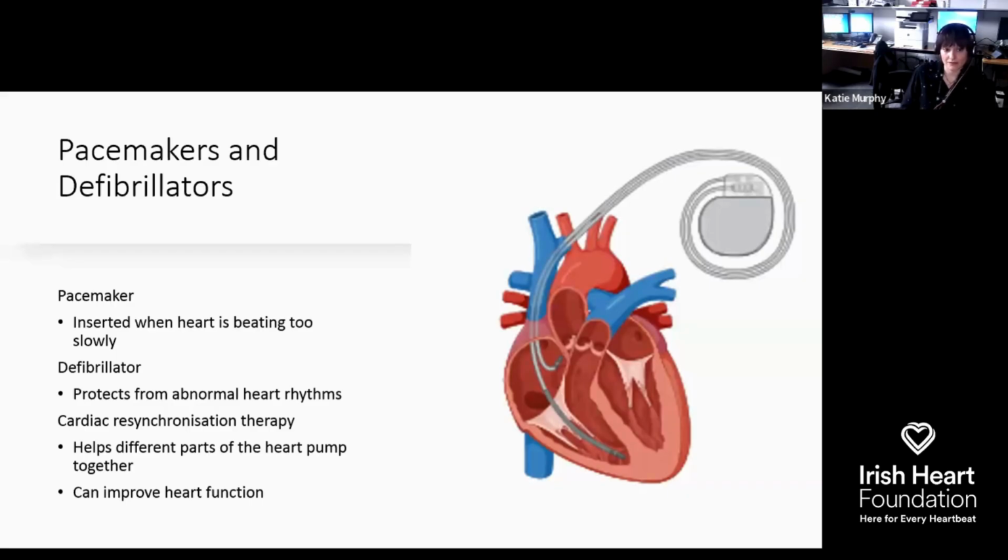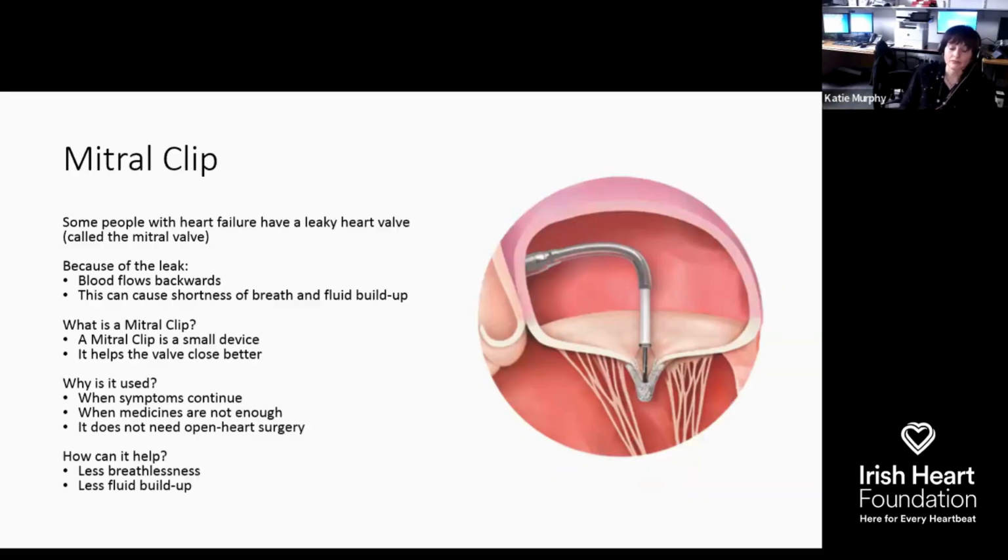Now, cardiac resynchronization therapy, which is also called a bivent or CRT, helps when the electricity is moving too slowly across your heart and causing it to beat inefficiently. And so that helps the different parts of your heart to pump together and can also help your heart function. And so we recommend these in specific people who have that problem.